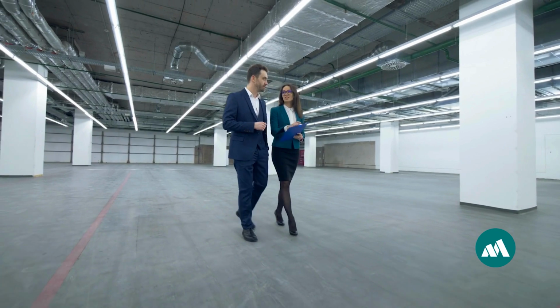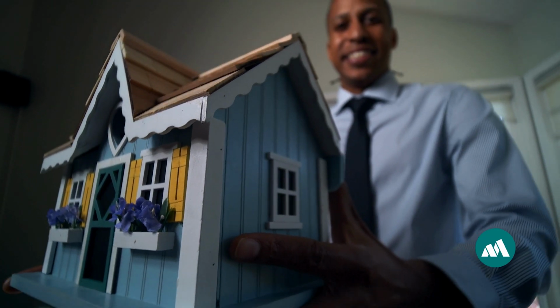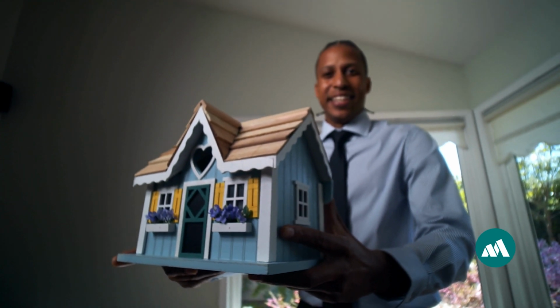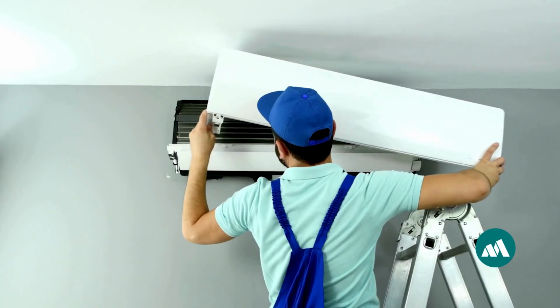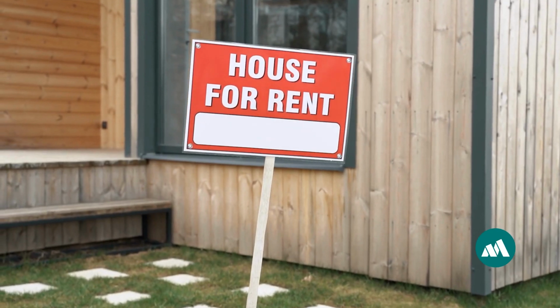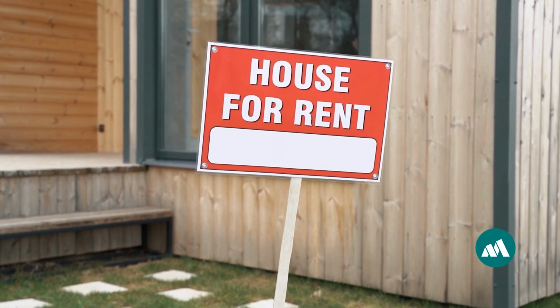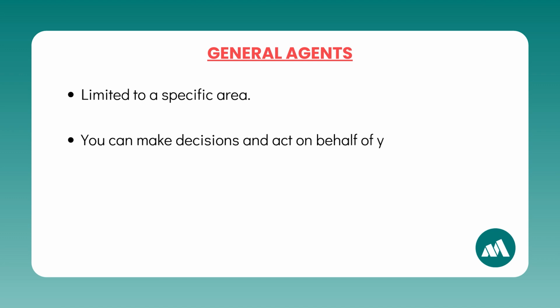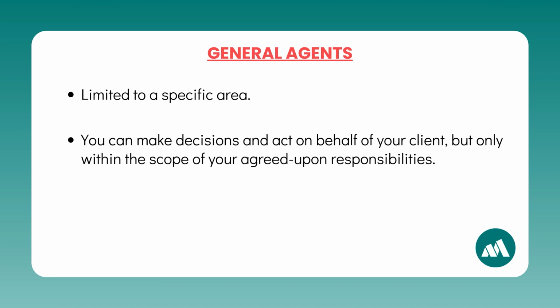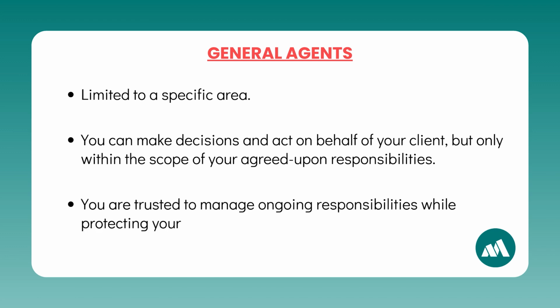A property manager is authorized to perform a wide range of duties related to managing a property. These duties could include collecting rent from tenants, coordinating repairs and maintenance, marketing vacancies to potential renters, enforcing lease terms, and even handling tenant issues. As a general agent, your authority is limited to a specific area. You can make decisions and act on behalf of your client, but only within the scope of your agreed upon responsibilities. As a general agent, you're trusted to manage ongoing responsibilities while protecting your client's best interests.